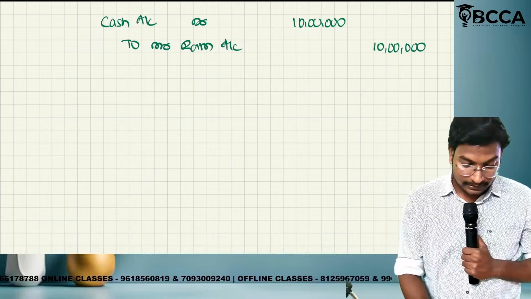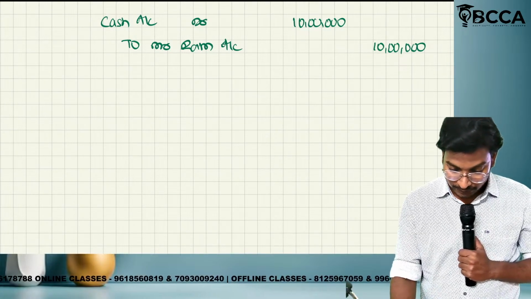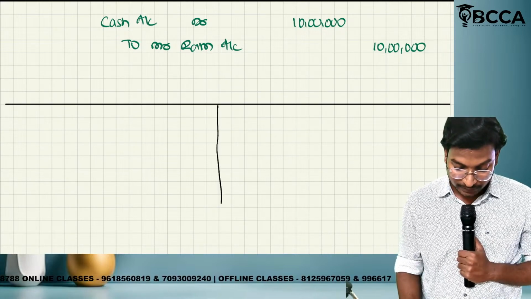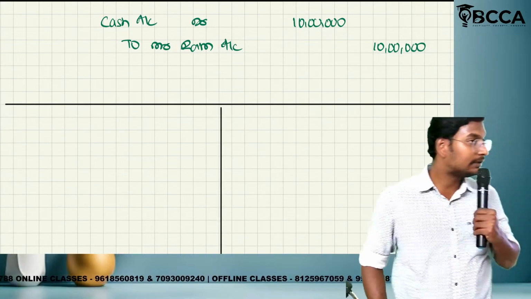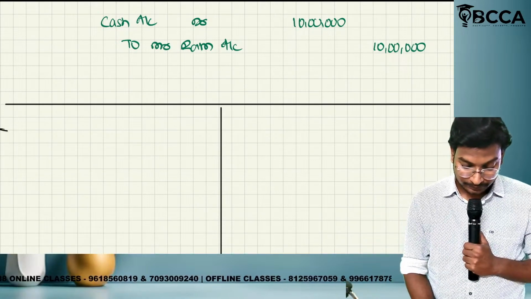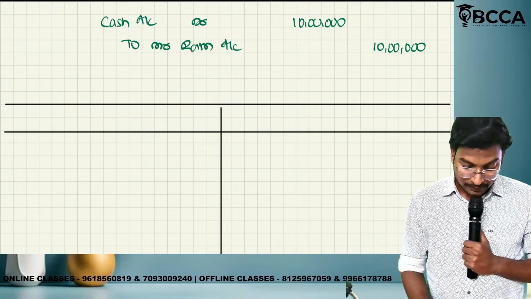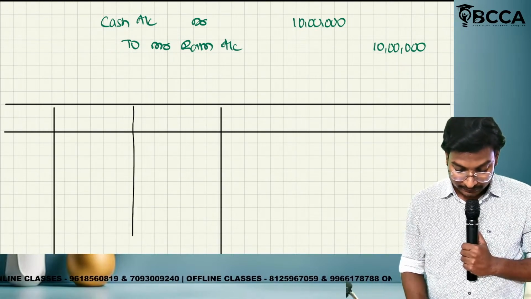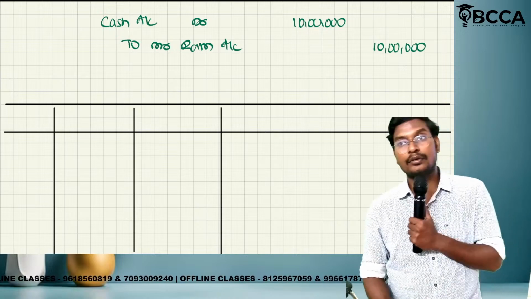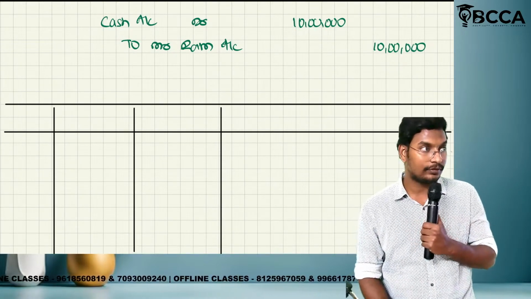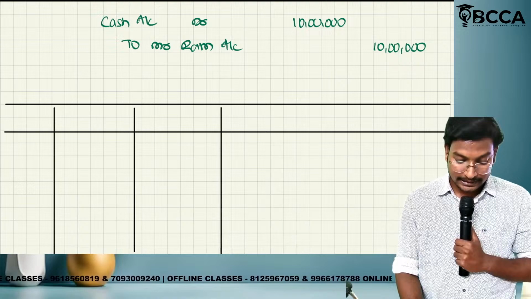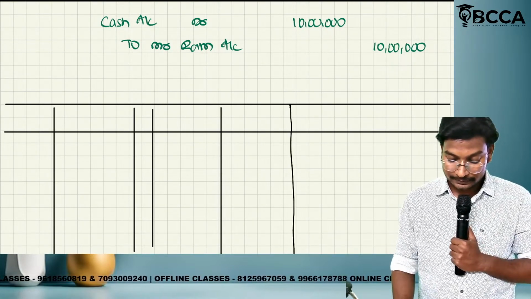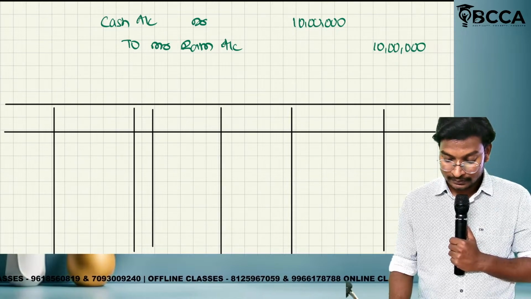What is the ledger format? Even though we have not discussed it, normally the ledger has which shape? T shape. This is called an account. So what is the format? Date, particulars. In the journal we used the word LF. LF means ledger folio. Here we have to use the word JF. So date, particulars, JF and amount.